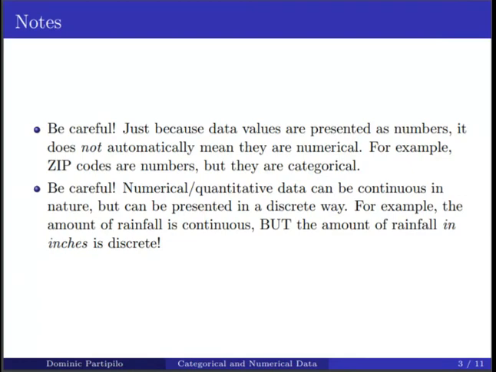The other thing we want to be careful of here is that numerical data can be continuous in nature, but it could be presented in a discrete way. For example, we could say the amount of rainfall tomorrow is continuous, but the amount of rainfall in inches is discrete. If we were to round this to the nearest inch of rainfall, then it would become discrete because then there would be gaps in between those numbers.